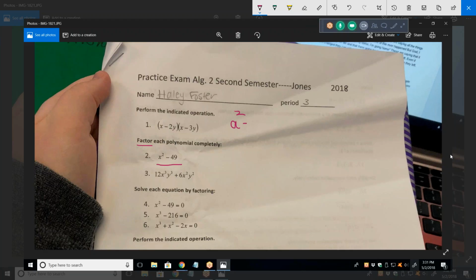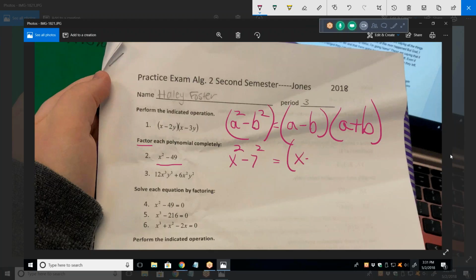Oh, okay. In other words, if you have the difference of perfect squares, it always factors into a minus b times a plus b. So in this particular case, a is x, b is 7. So you have x squared minus 7 squared. That's the difference of perfect squares. It's going to go into x minus 7 times x plus 7.